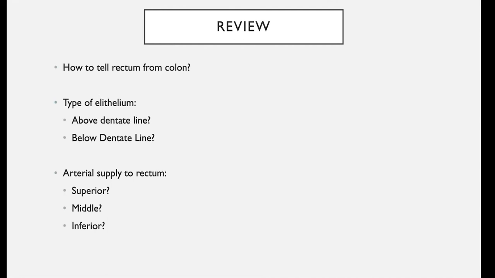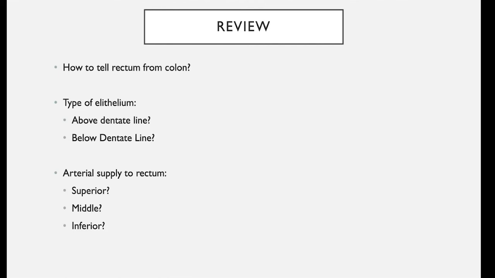So first set of mini review, let's go with team 3. Hello. Hi. What are some of the ways, or the 2 ways that you can tell rectum from colon? So the tinea broadens at the rectum, one way.